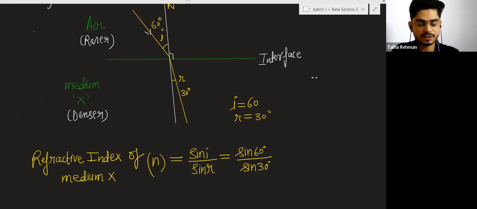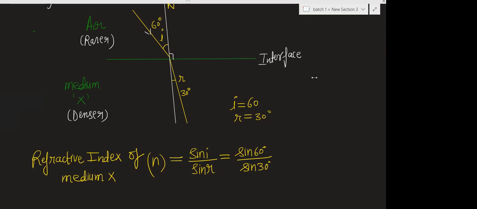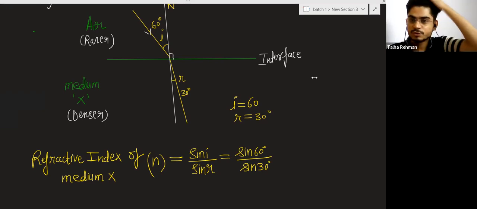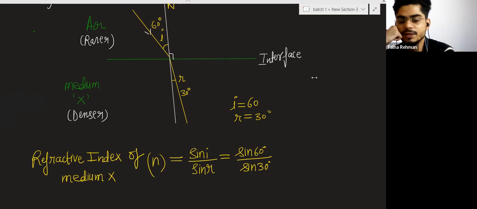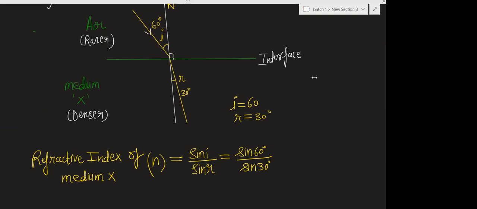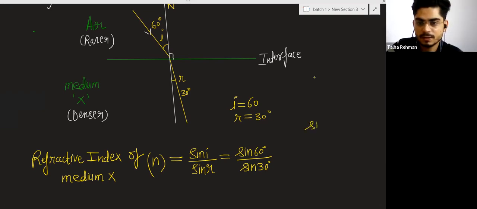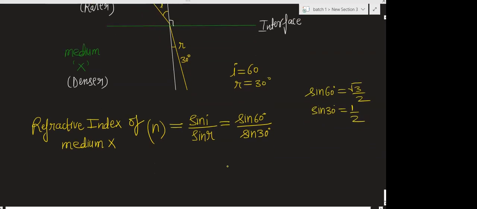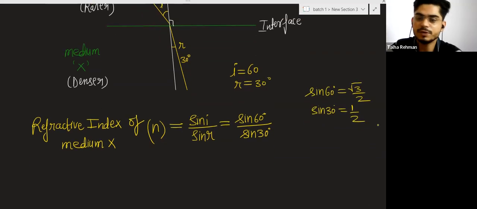You guys have already studied, you are seeing the trigonometry. No, sir. Okay, no problem. So anyone, any other? Sarah and Hamna, do you know what is sine 60 degree? No problem. Sine 60 degree is equal to root 3 divided by 2, and sine 30 degree is equal to 1 by 2. Sine 90 is equal to 1. You will get this in the trigonometry.